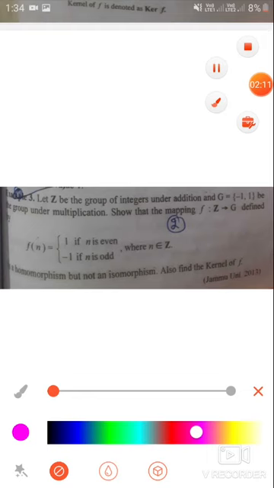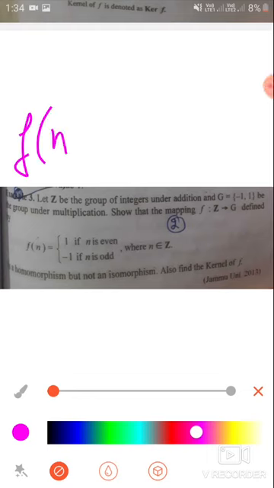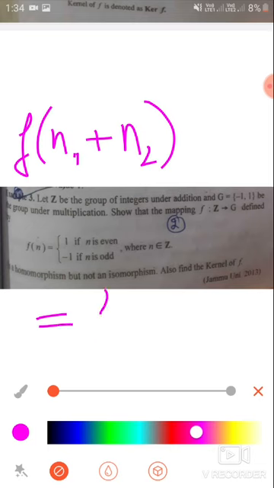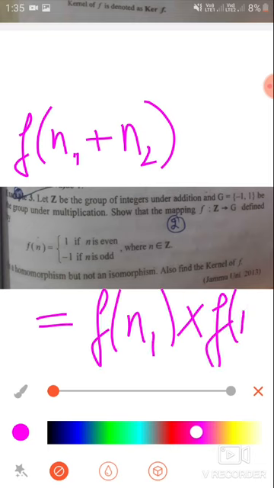Now here, to show this function is a homomorphism, we have to show this property: f of n1 plus n2 is equal to f of n1 into f of n2.